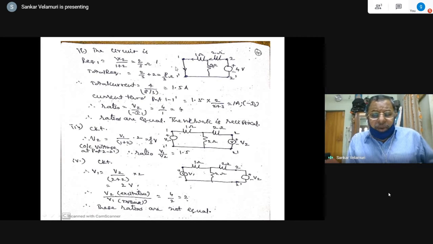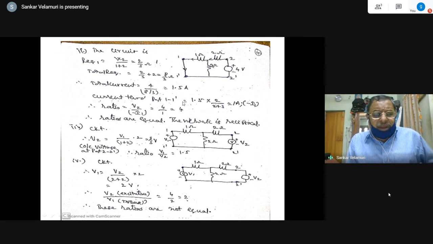Now you have to find the equivalent resistance to get the total current delivered by the 4 volt source. You have to start from the other end. That is simple logic. So 2 into 1 by 2 plus 1 is 2 by 3, the equivalent resistance up to this point. Plus 2, 2 by 3 plus 2 is 8 by 3, the total equivalent resistance. Therefore total current is 4 divided by 8 by 3, which is 1.5 amps.